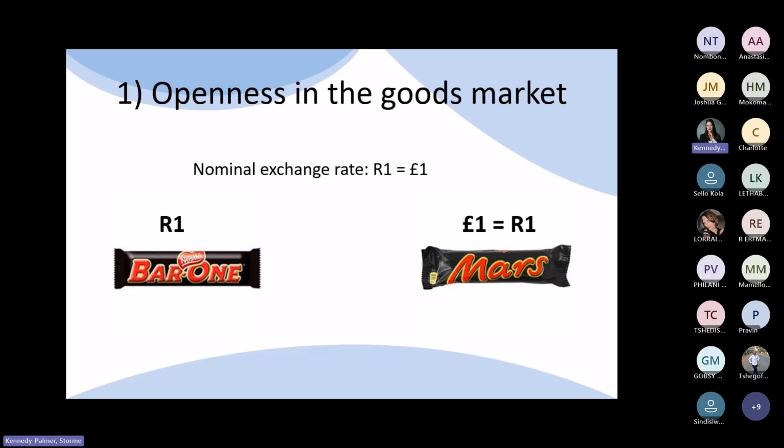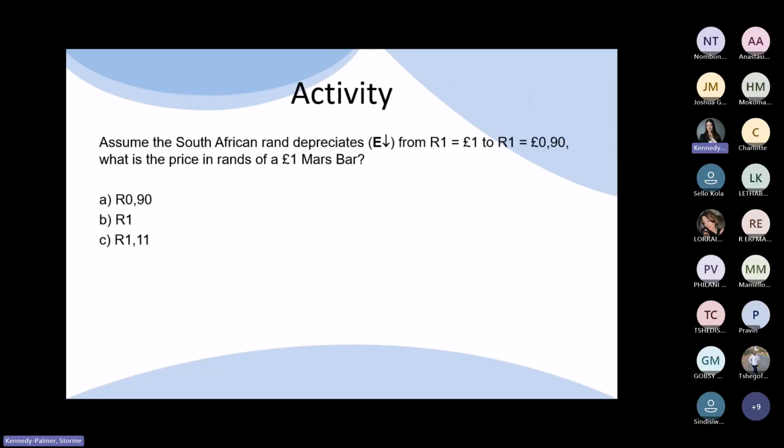But what happens if the domestic exchange rate depreciates, i.e. R1 buys you less British pounds than before? Well, let's do it as an activity together. So assume the South African rand depreciates. As a chain of events, we represented it in this module as E with a decreasing arrow, from R1 equals £1 to R1 equals 90 British cents. What is the price in rands of a £1 Mars bar?